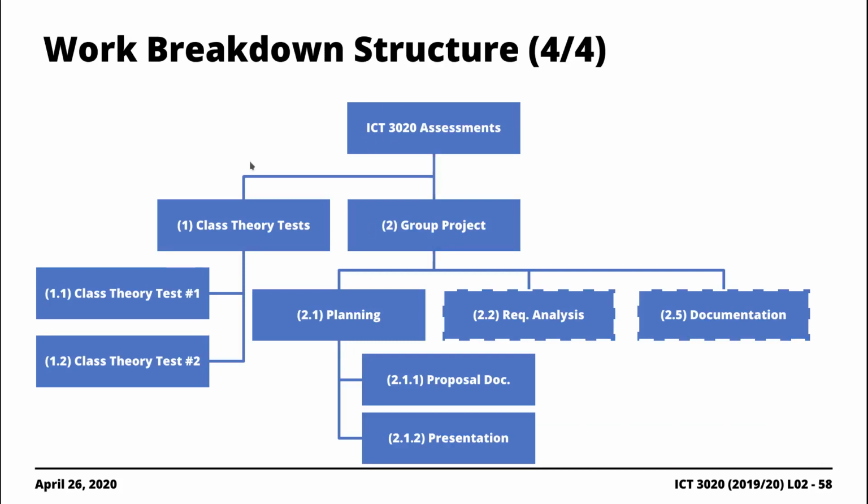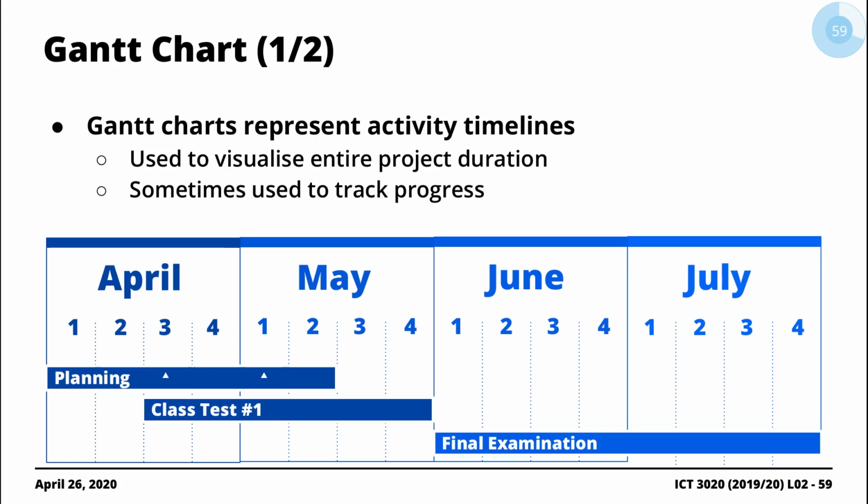You wouldn't immediately gain a sense of exactly how long these different activities would be undertaken, right? How long is class theory test number 1, for instance, going to take? You don't know, right? It's hard to visualize the duration associated with class theory test number 1. All right, but sometimes this Gantt chart is used to track the progress of the project, right?